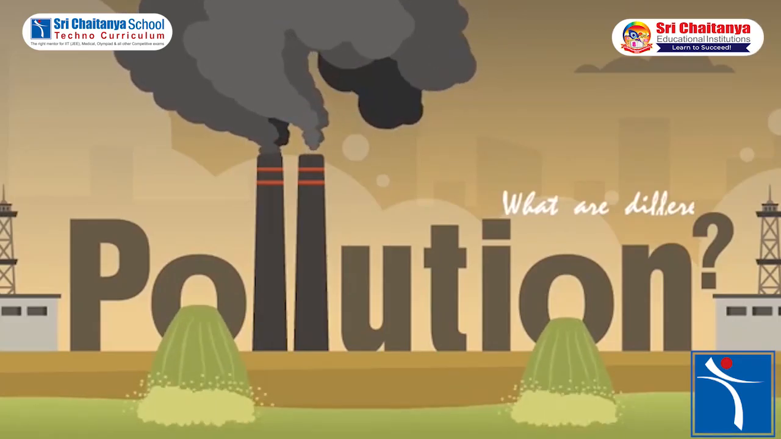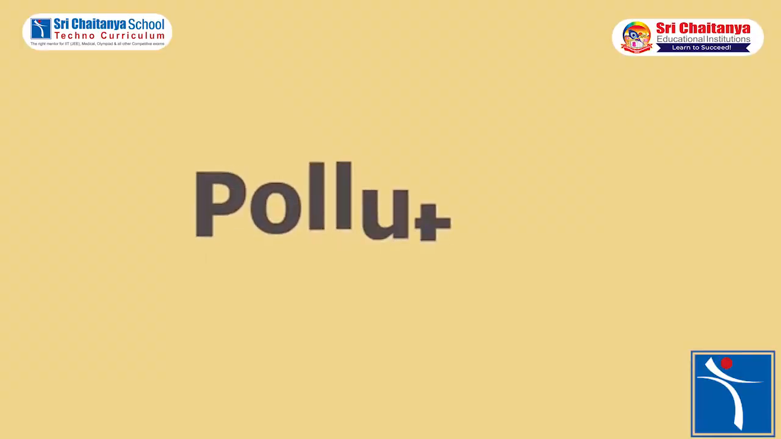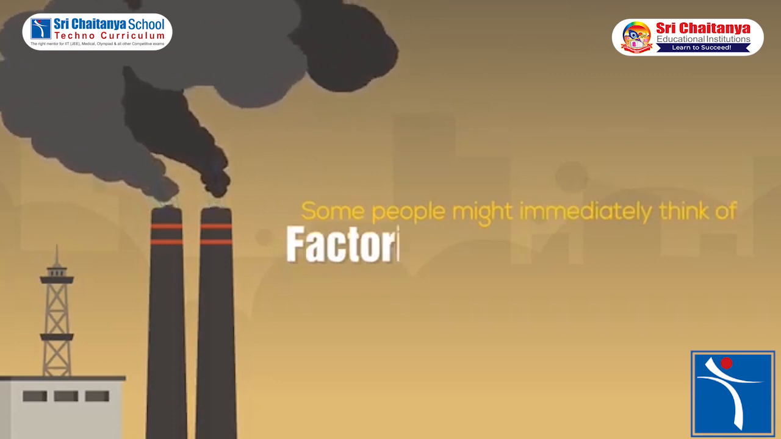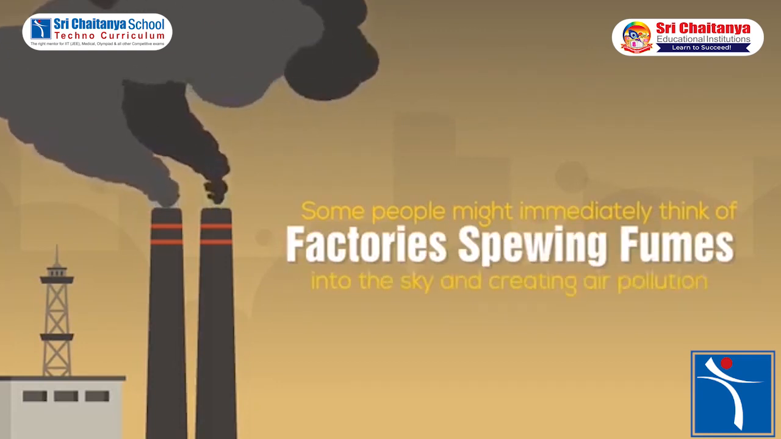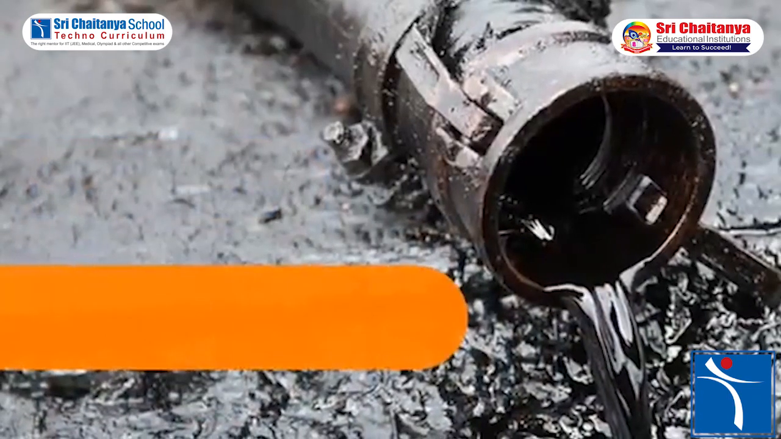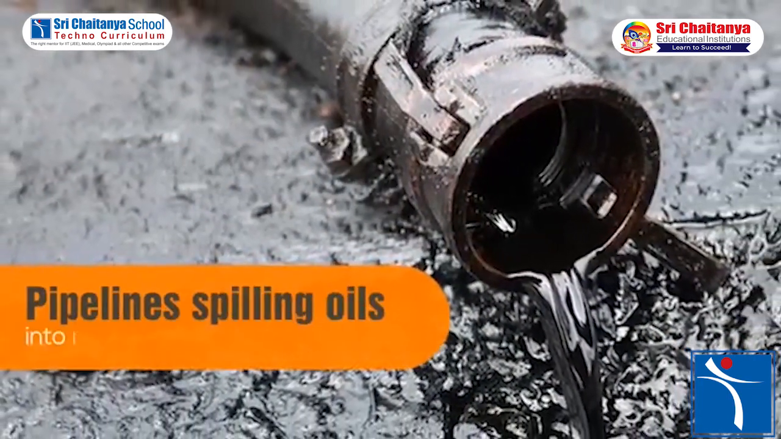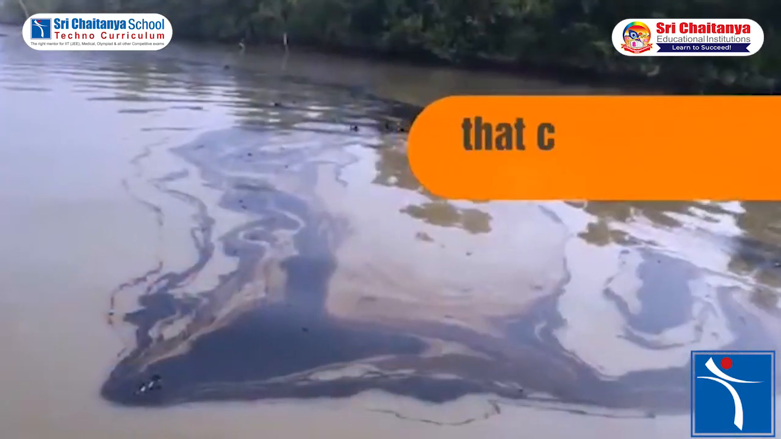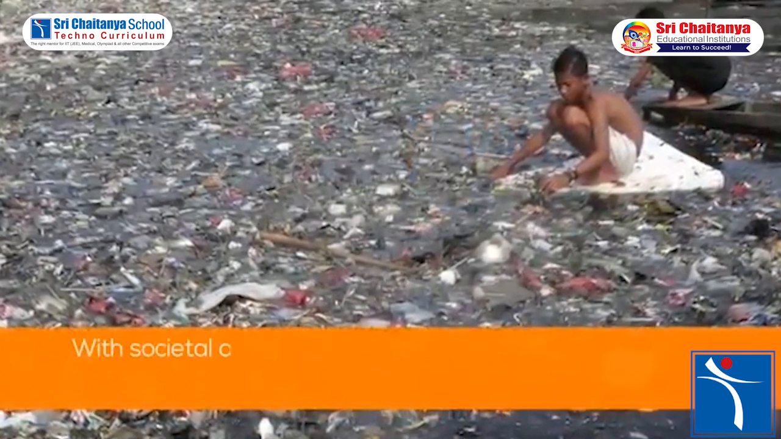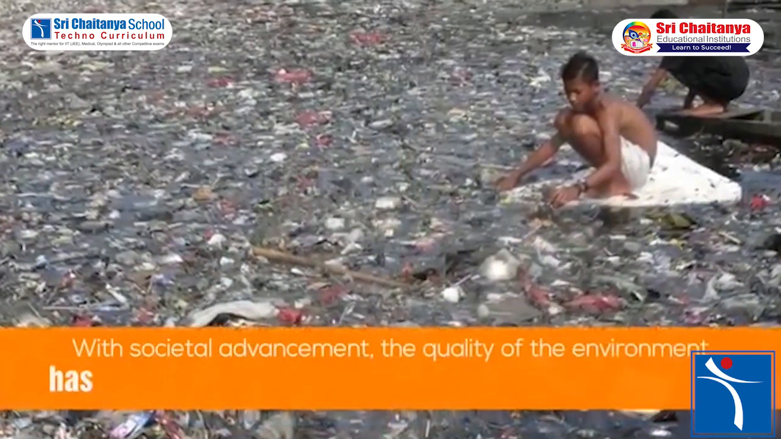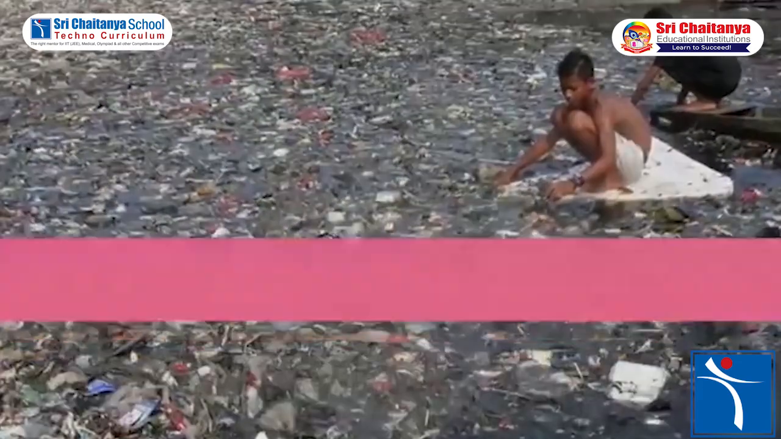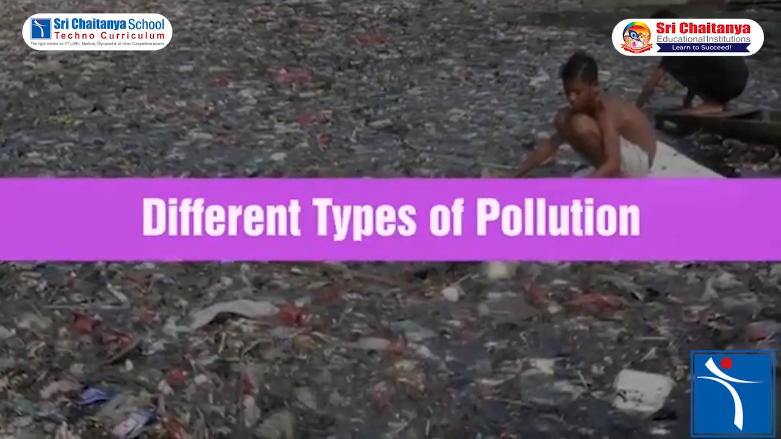Different types of pollution. Pollution. What comes to your mind? Some people might immediately think of factories spewing fumes into the sky and creating air pollution that can make it hard to breathe. Others might think of pipelines spilling oils into rivers causing water pollution that contaminates drinking water. With societal advancement, the quality of the environment has been continuously degrading because of pollution. In this video, we will discuss the different types of pollution.